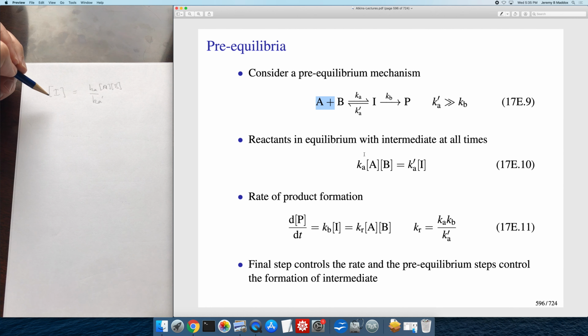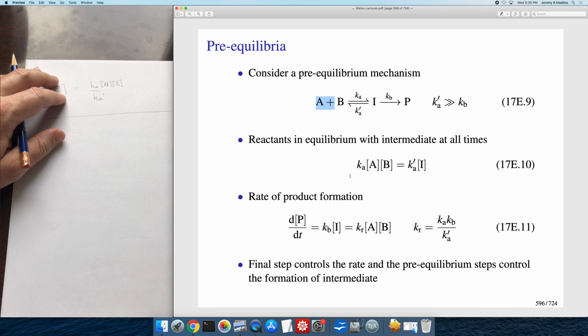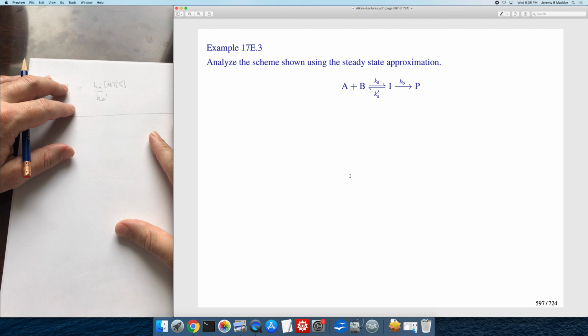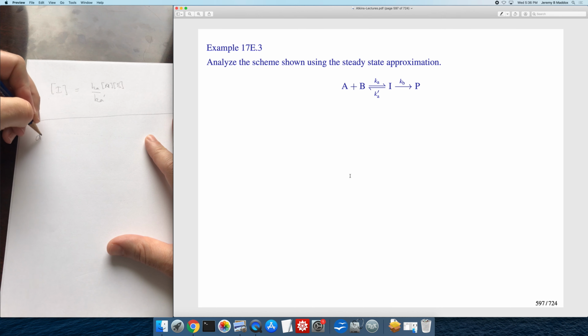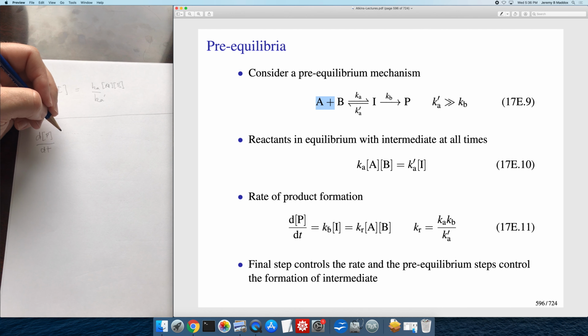So here they're asking us to, I don't know what they're asking us to do. Are they just asking us to do this? Okay. What they're asking us to do is to take a look at this same mechanism, but come at it from a different point of view, from the point of view of the steady state approximation. And so here we'll focus in on the product. We'll calculate that time derivative, and we'll compare it to this result here.